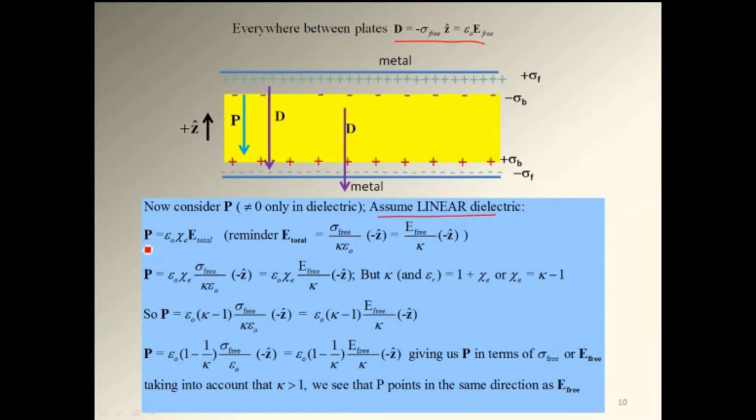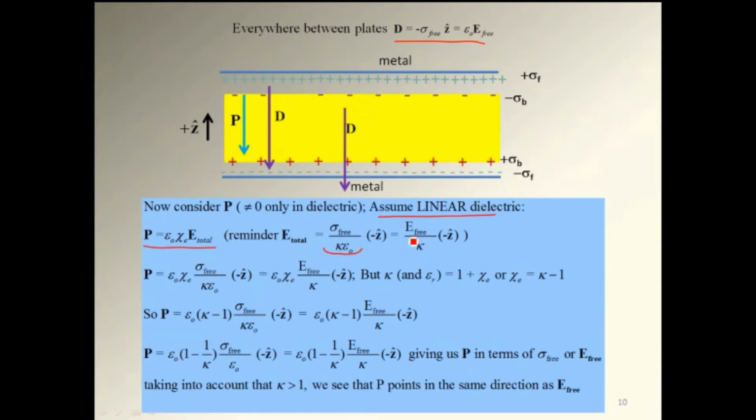It means that P is proportional to the E inside, and so that's what I call E total. And the proportional constant is epsilon 0 chi sub E. This is the permittivity of free space, and this is the electrical susceptibility of the dielectric. Remember that E total is equal to this quantity in the negative z direction.